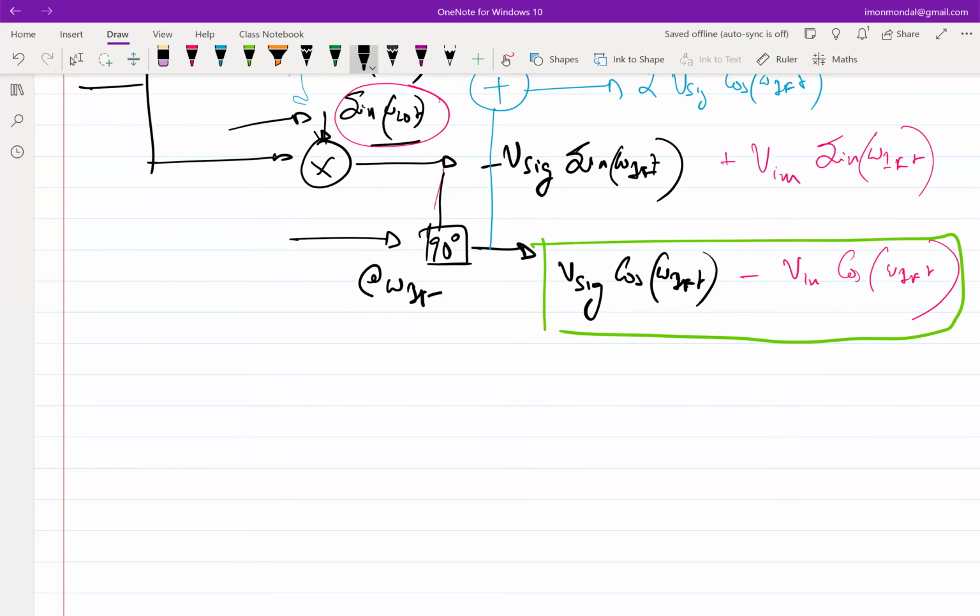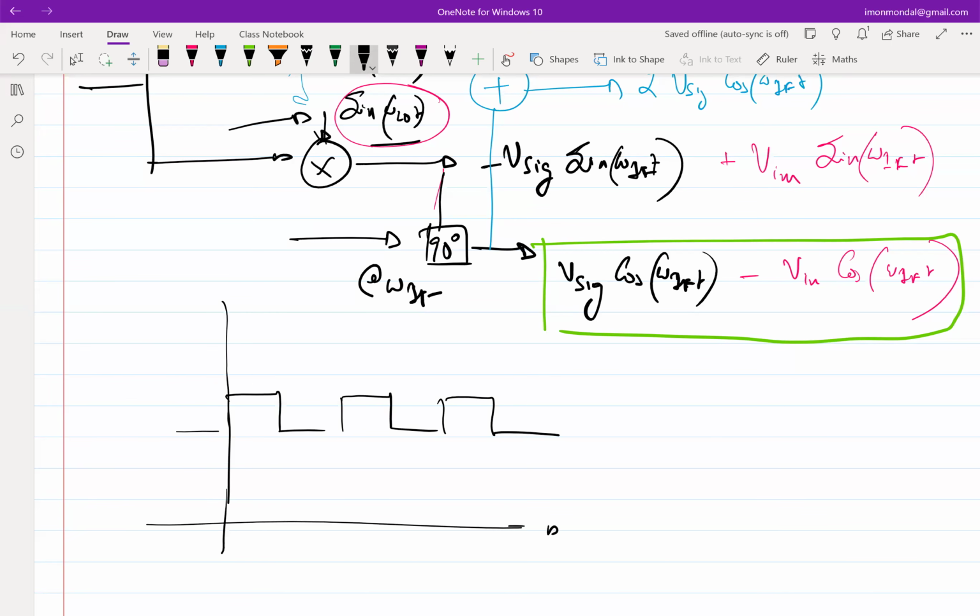But in principle, you are going to have square wave clocks. So let's say I have a square wave clock like this, and I delay it by 90 degrees. What should it look like? Complement is 180 degrees. So the 90 degree phase shifted clock should look like this. Right? So the fundamental of this one will be 90 degrees phase shifted also.